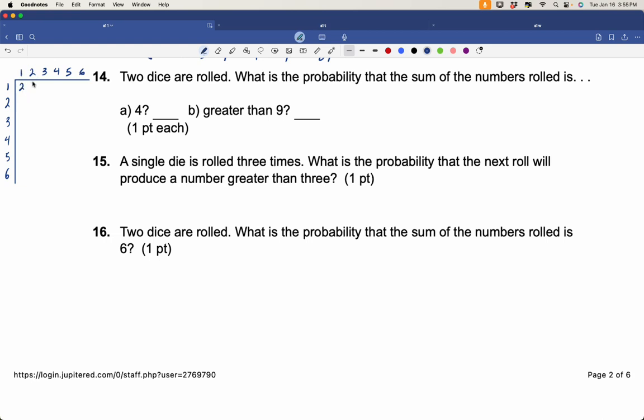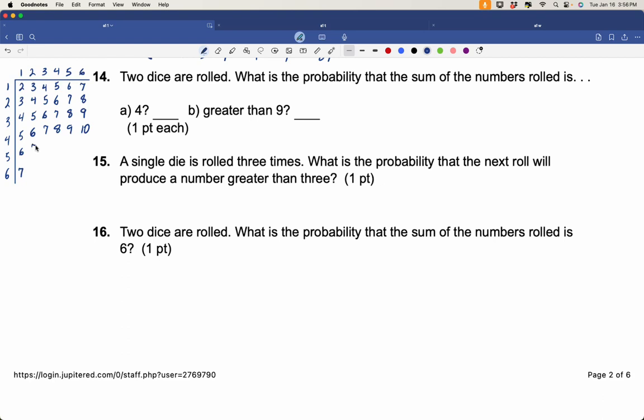1 and 1 is 2, 2 and 1 is 3, 3 and 1 is 4, then you have 5, 6, and 7. Same thing here, 1 and 2 is 3, 4, 5, 6, and 7. 2 and 2 is 4, 3 and 2 is 5, 6, 7, 8. 3 and 2 is 5, then 6, then 7, then 8, then 9. That's 6 and 3 is 9. 4 and 2 is 6, 4 and 3 is 7, 4 and 4 is 8, then 9, then 10.